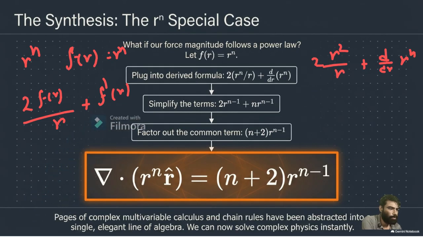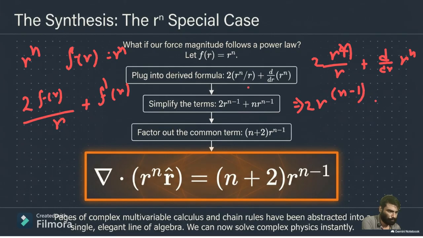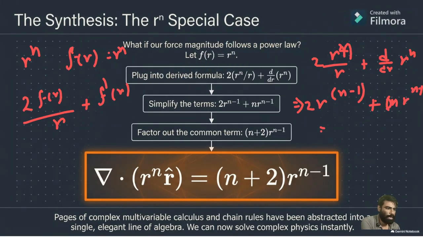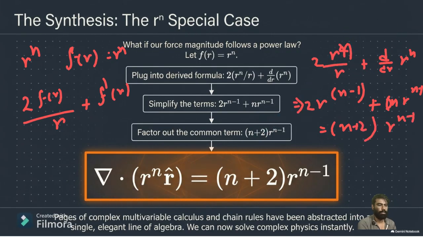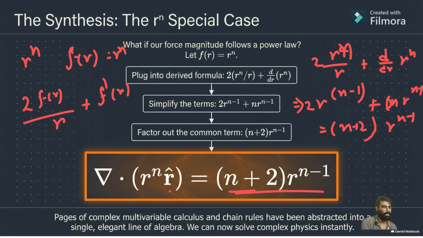So it will give you 2 into r to the power n minus 1, this is not a square, n minus 1, okay, plus n into r to the power n minus 1. So that gives you n plus 2 into r to the power n minus 1. Okay, so if you see that, then you will get the divergence of r to the power n along with the r unit vector. You will see that divergence.